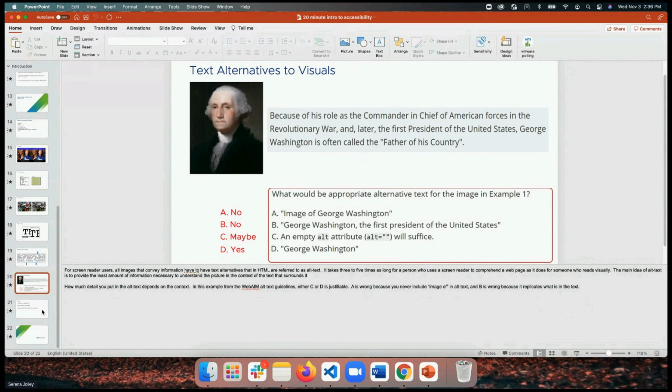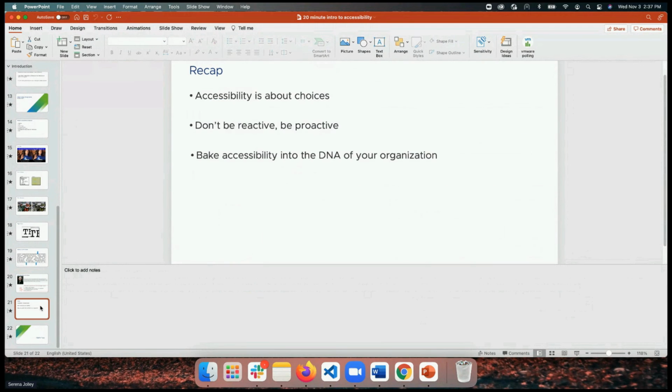So that's why you don't need to write "image of" or "picture of" or "graphic" at the beginning of your alt text, because the screen reader takes care of that for you. All right, next slide. So this is just a preview of maybe a quarter of the WCAG guidelines.